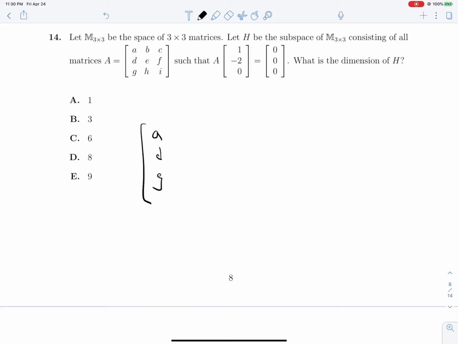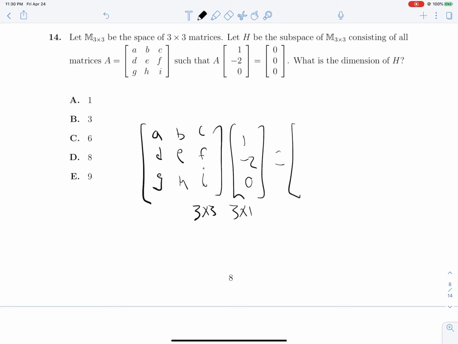So A, D, G, B, E, H, C, F, I, we're multiplying that by 1, negative 2, 0, and we should get an expression for really what variables are at work here. So multiplying these together, and knowing that we have to get the 0 vector, or I'll just do 3 by 3 times 3 by 1 will give us another 3 by 1. Okay, let's just work with that. We will get A minus 2B, D minus 2E, G minus 2H, and this must be equal to 0, 0, 0.